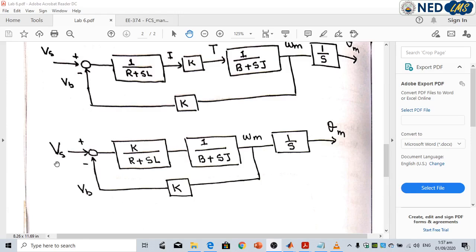Now let's move to develop the Simulink model of the DC motor. First of all, we have to realize the block requirement for this model. One block is used to represent the DC source. The second block is required for the summing operation, and these three blocks are required to represent this transfer function, and one block is used to represent the constant gain. Now let's move to develop the Simulink model.